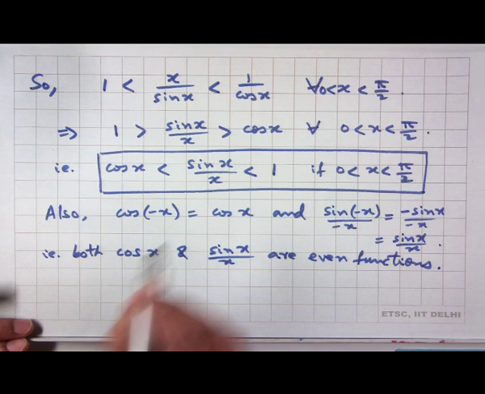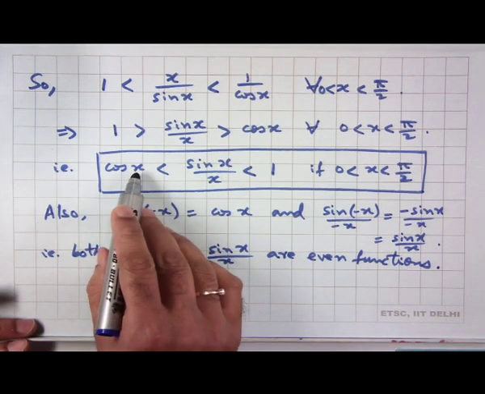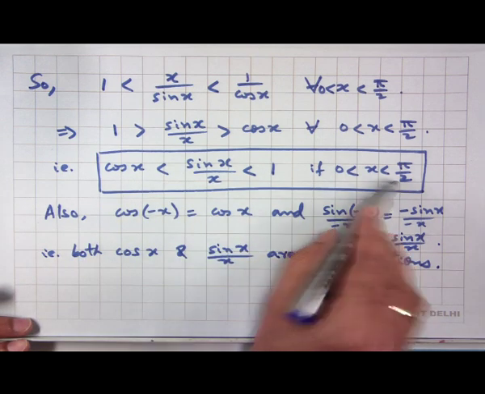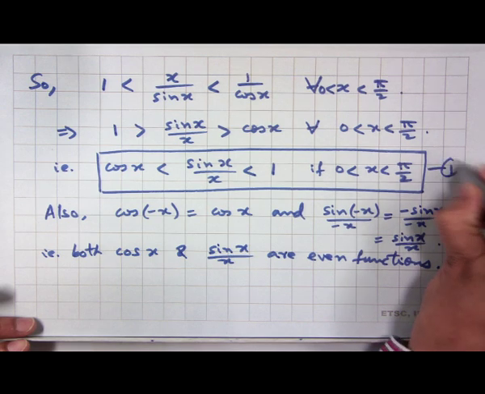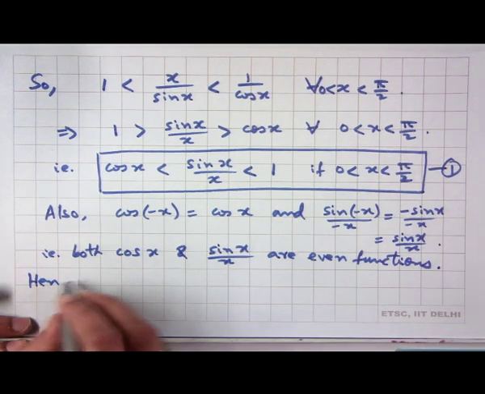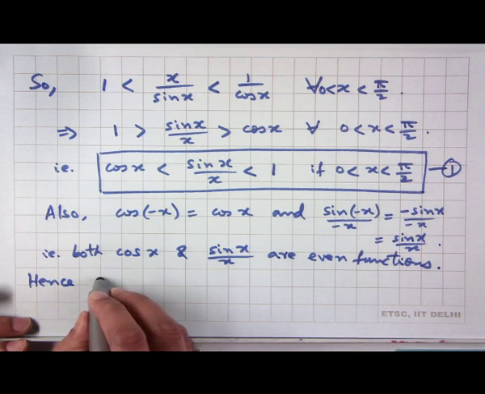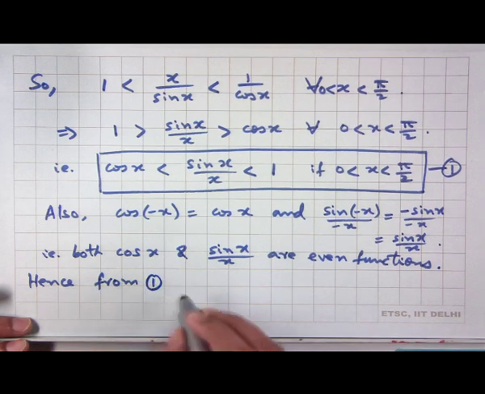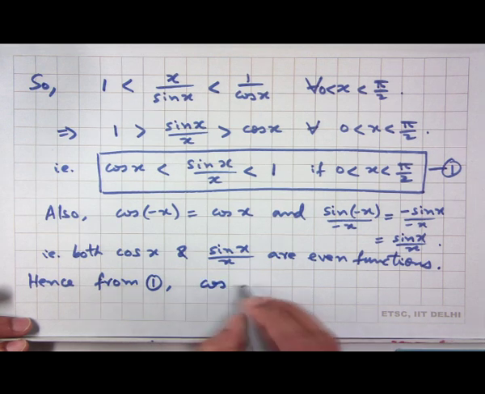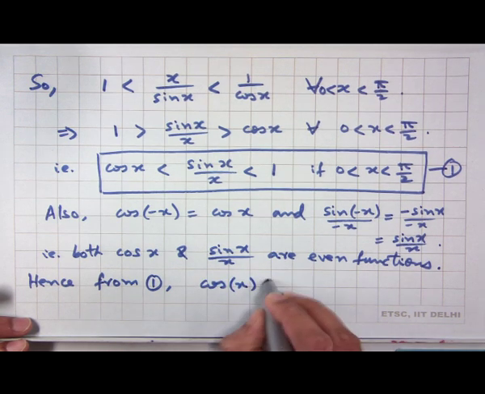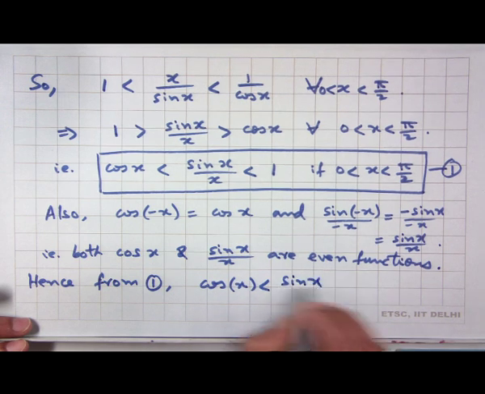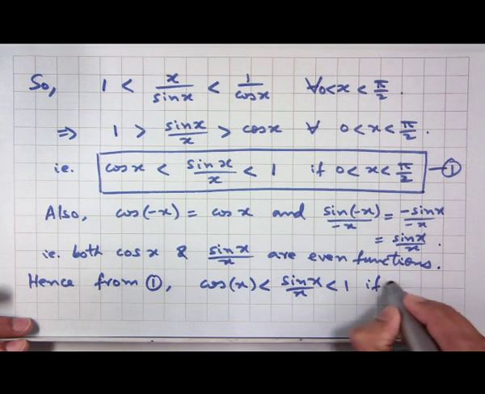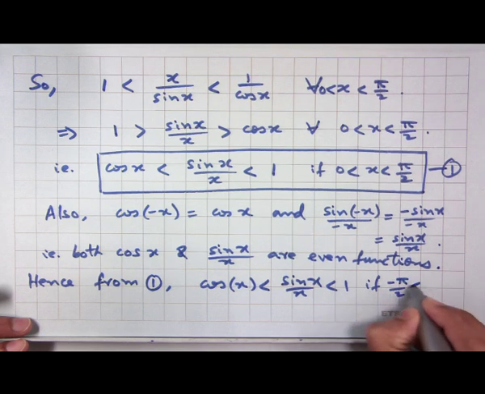So, if x is negative, then minus x is positive. So, because we have this inequality 1, hence from 1 the inequality is in fact true for any x between minus pi by 2 to pi by 2.